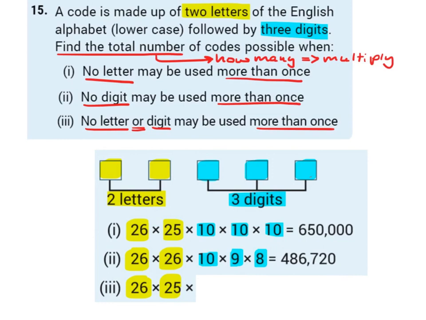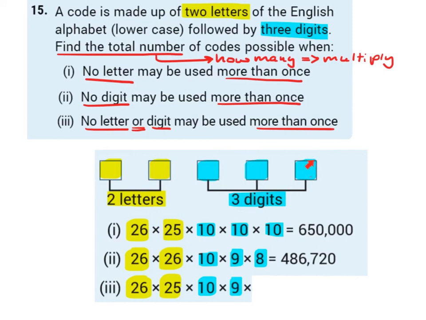Now we move on to the digits. So for the first digit, we have a choice of 10 digits, so we're going to multiply by 10. Remember, we cannot use a letter or a digit more than once. We cannot repeat a letter or a digit. So let's say we used a 5 for the first digit. Well, we had a choice of 10 here. We've used one of them, so now we have a choice of 9 for the second digit. So we're going to multiply by 9.